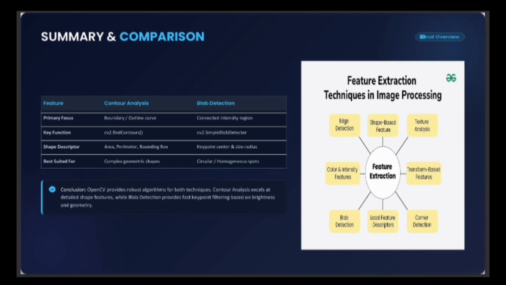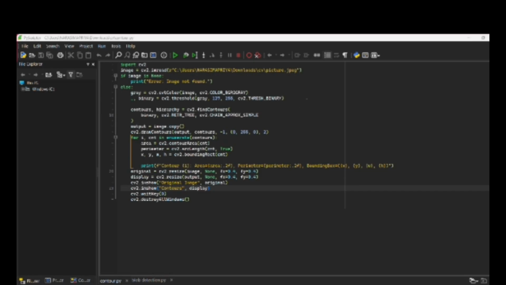So, we have understood the basic concept of both contour analysis and blob detection. Now, let's move to the Python program and understand how each step is implemented. After that, we will execute both programs and analyze the outputs. Now, let's move to the contour analysis program.